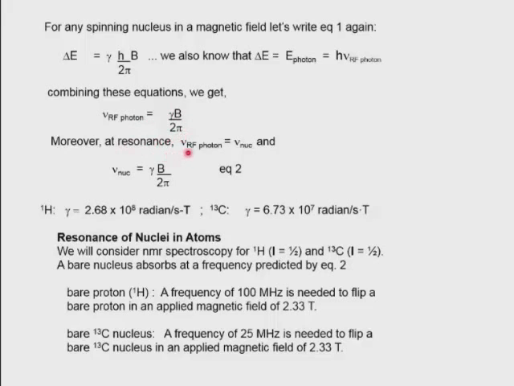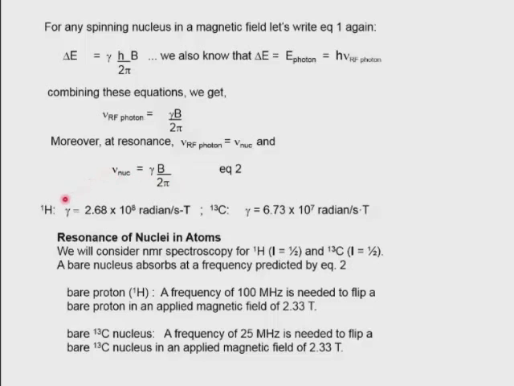Moreover, at resonance, as we've already indicated, the frequency of the RF photon equals the frequency of the nucleus. We can substitute the frequency of the nucleus for the frequency of our photon, and we generate what we call equation 2. And equation 2 is important and useful because it's a way to mathematically express the frequency of the precessing nucleus with respect to the strength of the magnetic field. The frequency of the precessing nucleus equals our proportionality constant gamma times the magnetic field strength B divided by 2 pi.